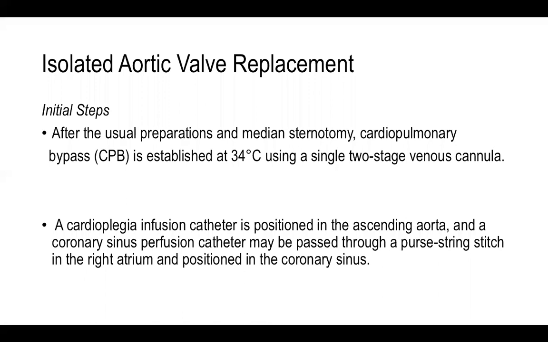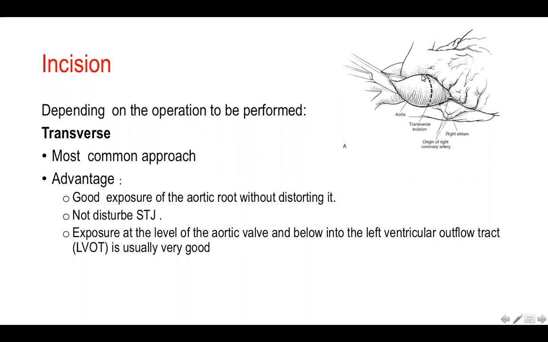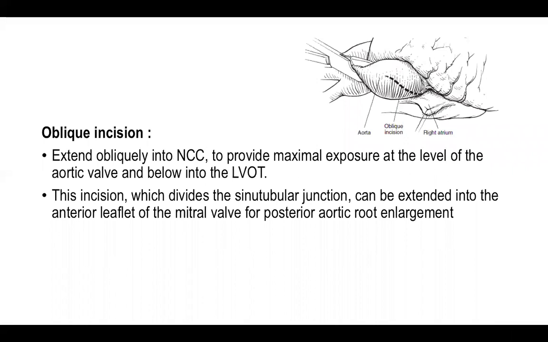Initial step, after your preparation, median sternotomy and initiation of cardiopulmonary bypass, is the incision. Actually there are three types of incision: transverse, oblique, or extended. Transverse is the most common approach. The advantage is good exposure of the aortic root and LVOT, and it doesn't disturb the sinotubular junction. In the oblique incision, you extend obliquely into the non-coronary sinus, and this is usually used when you want to do the posterior aortic root enlargement.